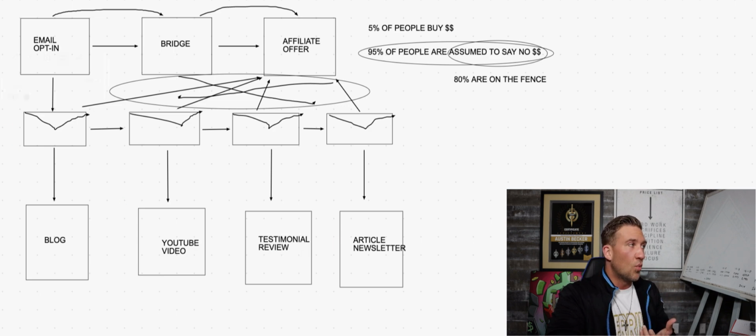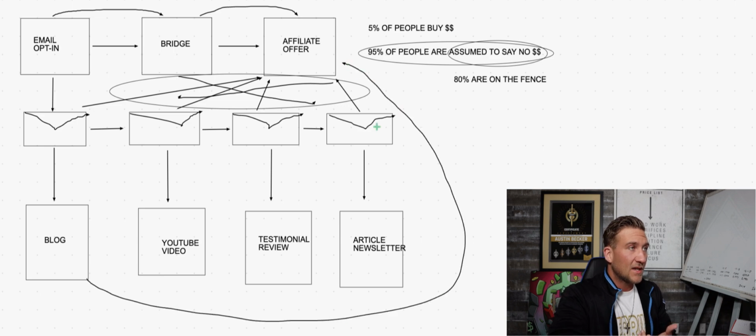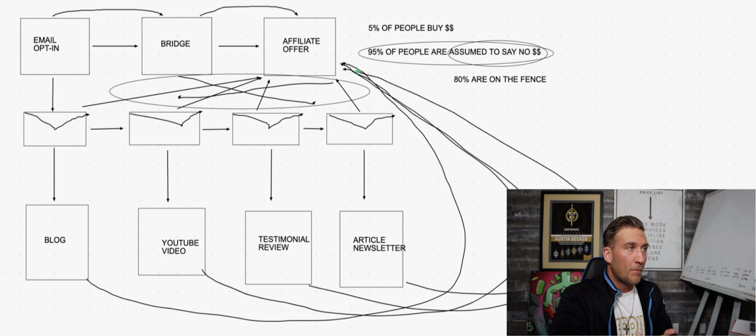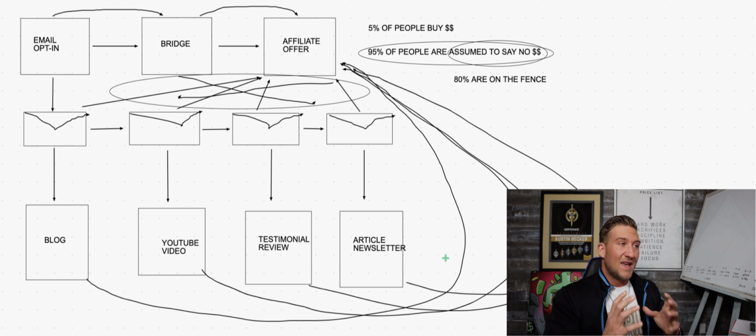And then what you do from here is you're going to take this blog, and in the blog or whatever you type, you drive them back to the affiliate offer. The YouTube video drives them back to the affiliate offer. The review back to the affiliate offer. The article back to the affiliate offer. And you can do this indefinitely. You can run emails for the rest of your life to your audience in that niche.